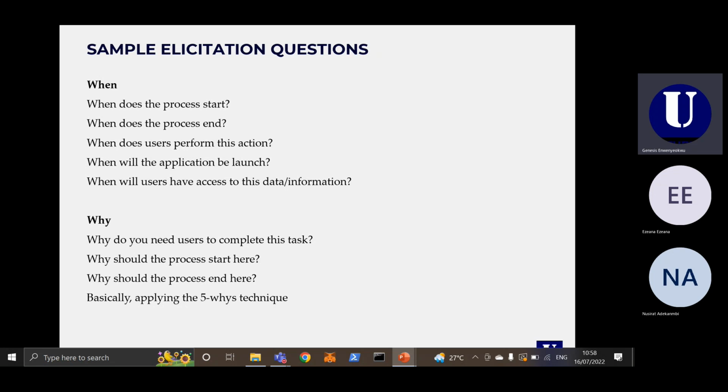5 why techniques is used to get to the root cause of an idea or of an initiative. If you come to me and say, Genesis, I want to eat, and I ask you, why do you want to eat? You say, I want to eat because I've not eaten in the morning. The last time I ate was in the morning, and this is afternoon. I ask you, why do you think you need to eat in the afternoon? I need to eat in the afternoon so that I don't go hungry and I won't get ulcer. Why do you think if you miss eating in the afternoon, you will get ulcer?